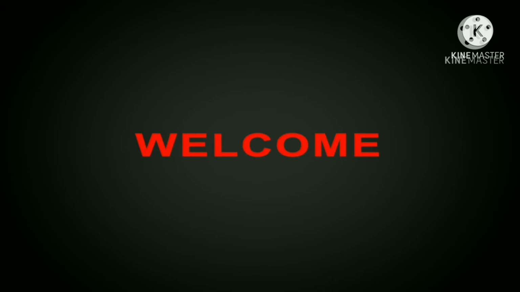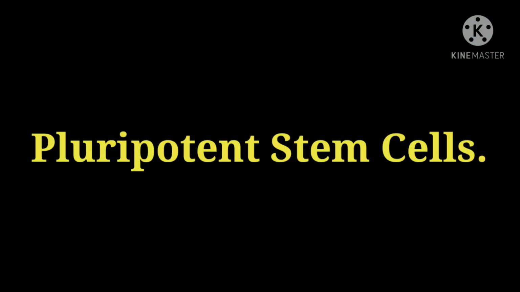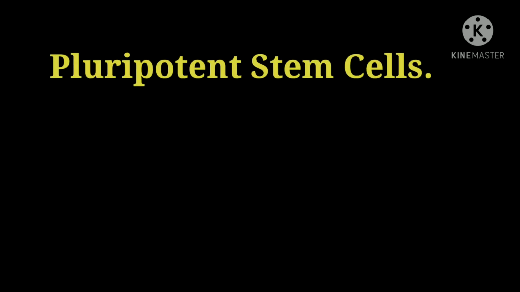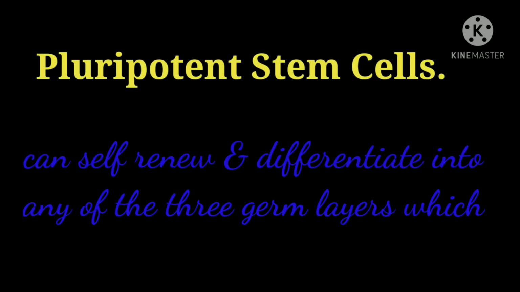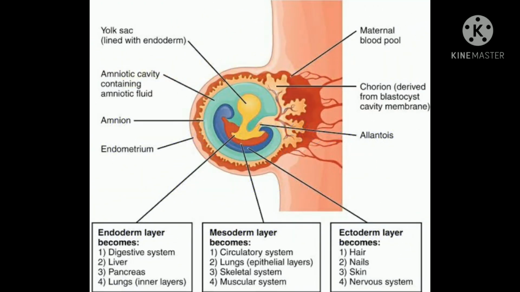In this video, we are going to see about pluripotent stem cells. Pluripotent stem cells arise from totipotent stem cells. Pluripotent stem cells can self-renew and differentiate into any of the three germ layers, which are ectoderm, endoderm, and mesoderm. These three germ layers further differentiate to form all tissues and organs within a human being.